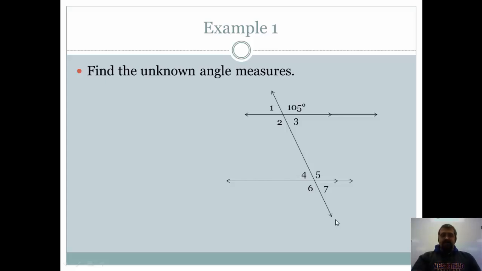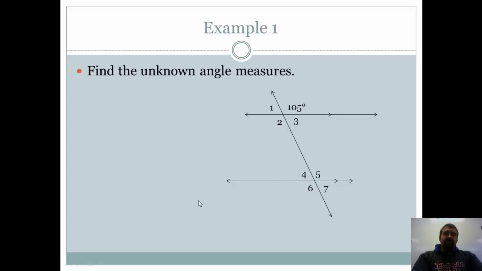That's the transversal. So, those four postulates and theorems that I introduced just a little bit ago, they all had that requirement: two parallel lines cut by a transversal. Now I know corresponding angles have to be congruent. Alternate interior angles have to be congruent. Alternate exterior angles have to be congruent. Consecutive interior angles have to be supplementary.